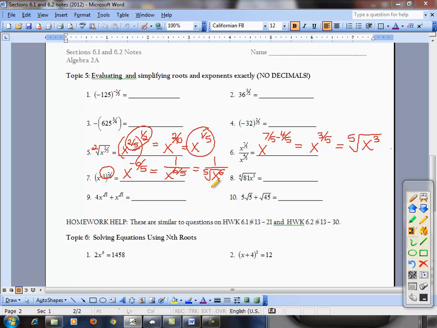Now, normally if they start you in a fraction, then you can end it in a fractional way, like 1 over x to the 6/5. But I like to go back to roots whenever possible. Okay?